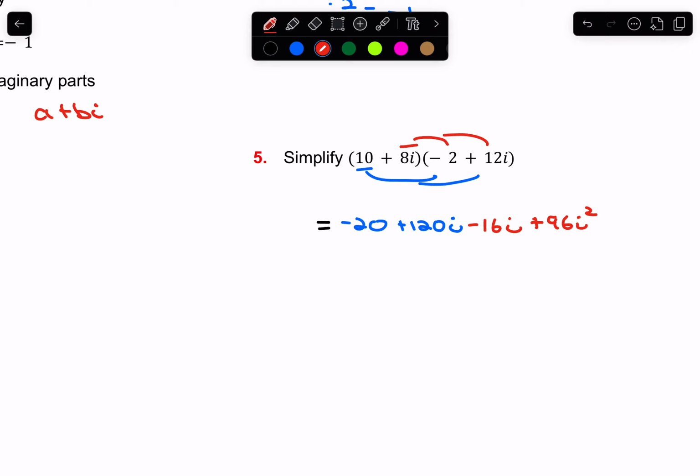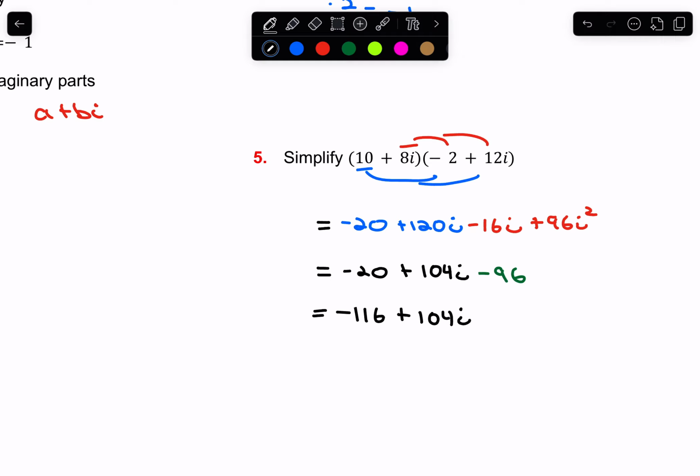So now we need to make sure we combine like terms in the middle and that we replace i squared with negative 1. So we're going to get negative 20 plus 120i minus 16i, which is 104i. And then 96i squared becomes negative 96, because i squared is negative 1, times positive 96 is negative 96. Now we put together the negative 20 and the negative 96 to get negative 116 plus 104i.